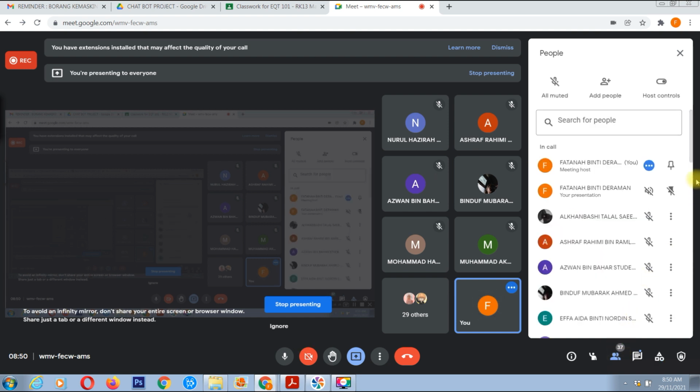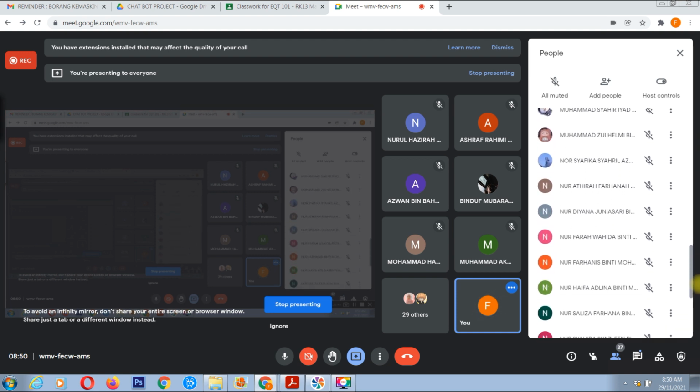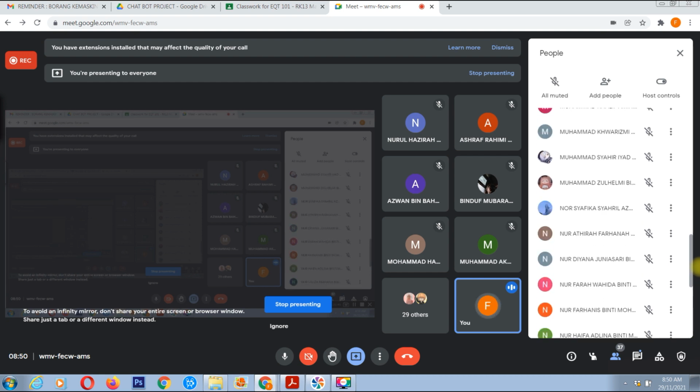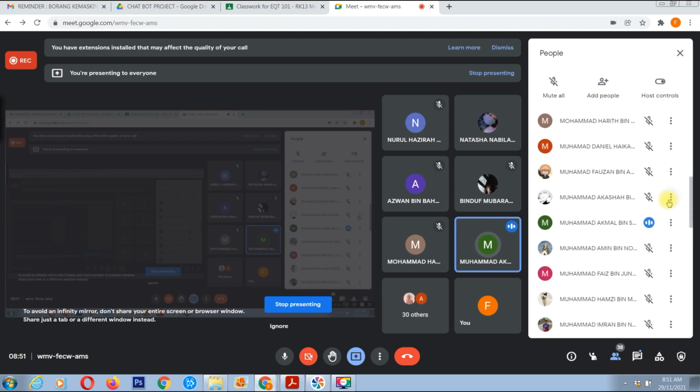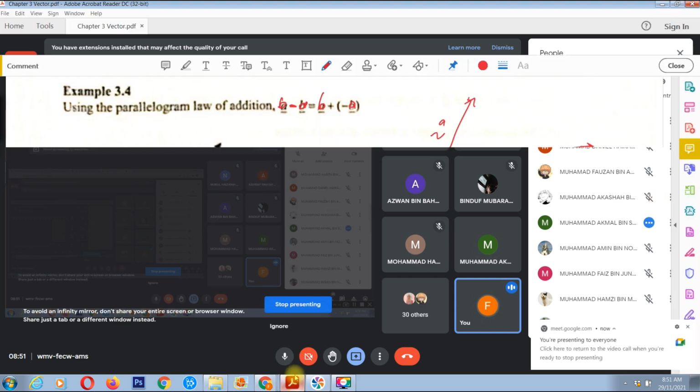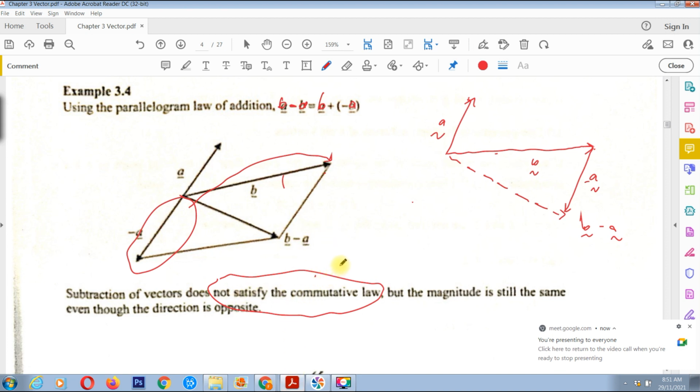Hello guys. Commutative law is a law that when you add or multiply numbers, you get the same answer if you swap the numbers around. Yeah, correct. Meaning if you do not satisfy the commutative law, you will not get the same number.